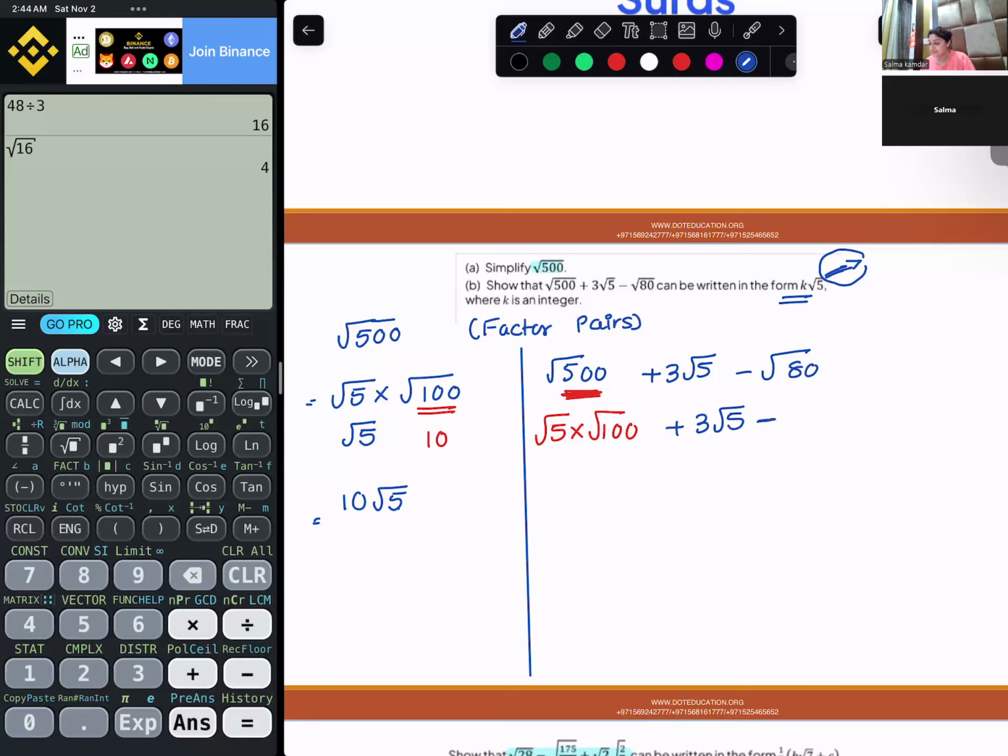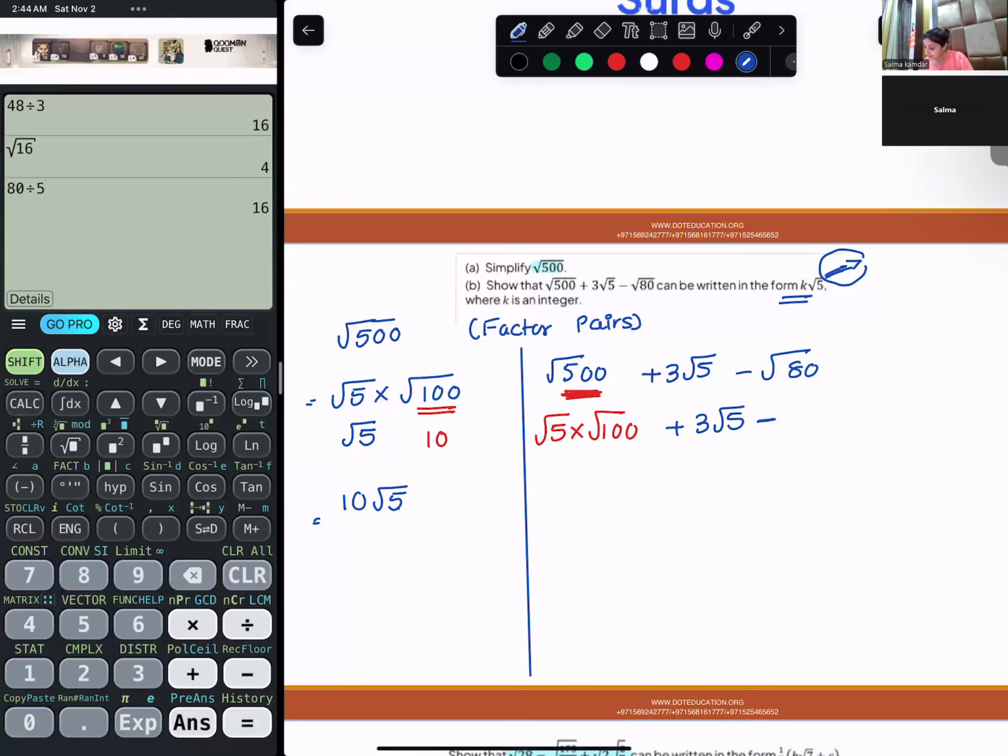Now let's find the factor pair of 80. Okay, how will I find it? So if I say 80 divided by 5, it's 16. So that means 16 times 5 is going to give me 80. So this 80 will be written as root of 16 into root of 5. This can be done only in case of multiplication and division.